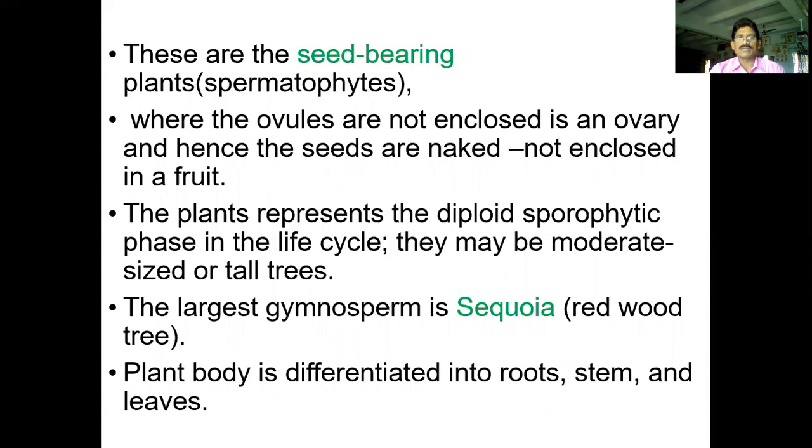The plants represent the diploid sporophytic phase in the life cycle. They may be moderate sized or tall plants. Most of the gymnosperms are tall trees. The largest gymnosperm is sequoia. It is known as the redwood tree. The plant body is differentiated into root, stem, and aerial leaves.